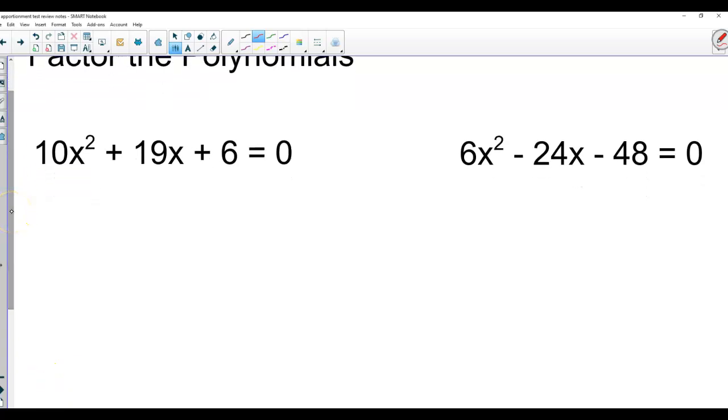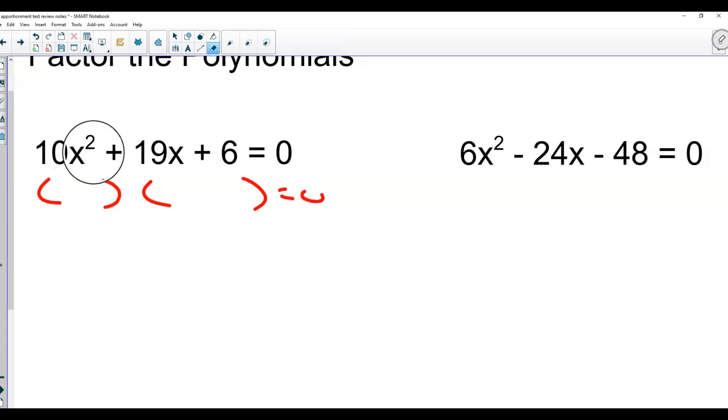So for my factoring here, first thing I'm going to do is look for a GCF. There is none, so I can go right to parentheses. The factors of 10 are 5 and 2, so I do 5x and 2x. The factors of 6 are 2 and 3. It doesn't make much sense to put a 2 in the parentheses with a 2x. You don't want a GCF in one of your parentheses. So this is 2 and this is 3.